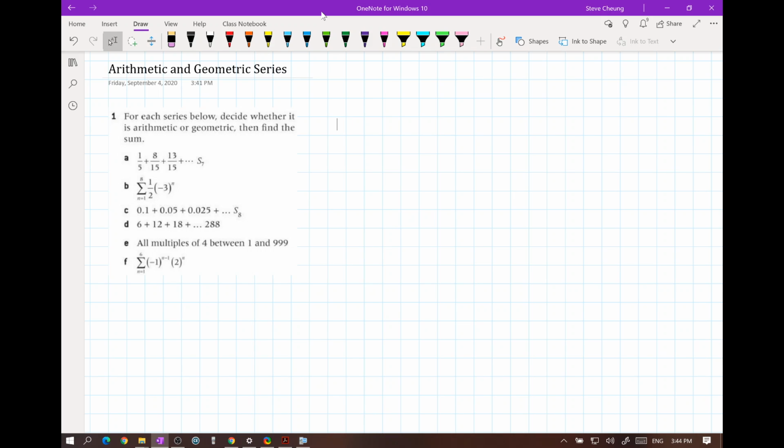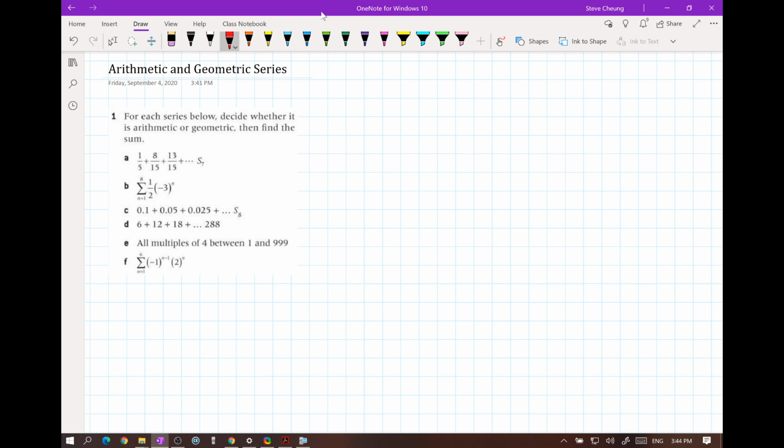Hello, welcome to another episode on Arithmetic and Geometric Series Homework. These are questions extracted from exercise 1i. So for the first question, we first determine if a series is arithmetic or geometric, and subsequently find the sum.